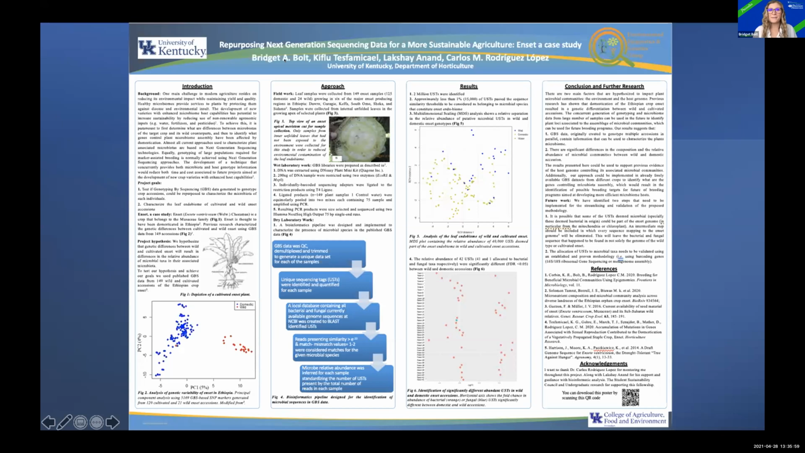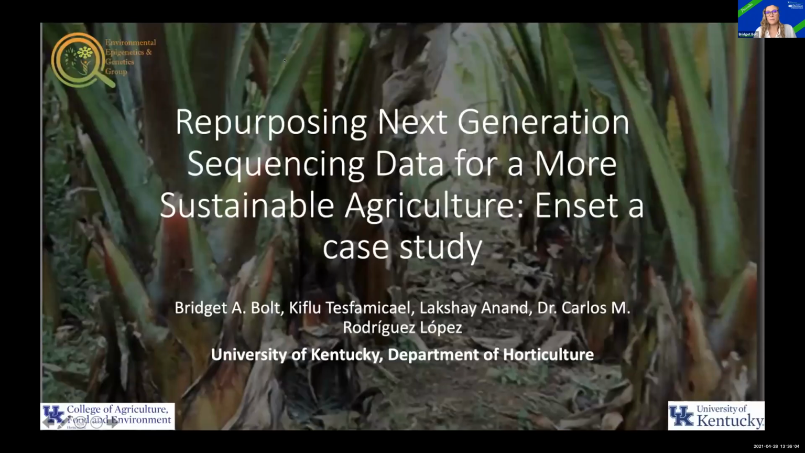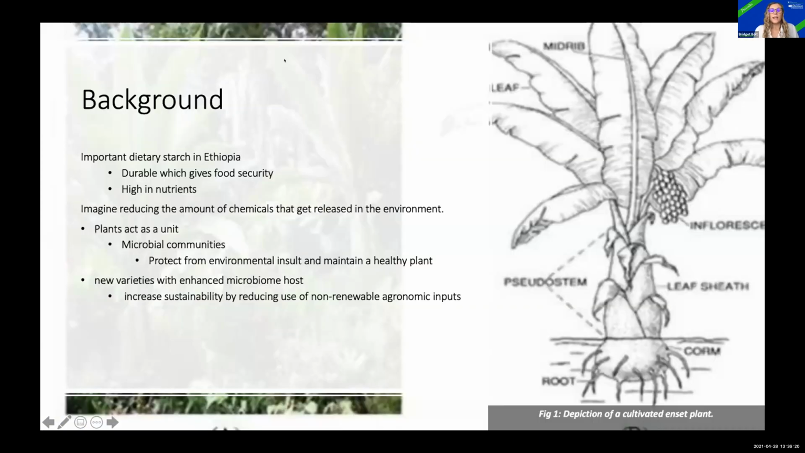Alrighty, good afternoon, everyone. My name's Bridget, and I did my research in Dr. Carlos Rodriguez Lopez's lab. That poster will be able to download at the end of the presentation. So today I'm going to be talking to you about repurposing next generation sequencing data for more sustainable agriculture. And in this case, we are looking at NSET. The reason we're looking at this is because in Ethiopia, NSET is a dietary starch that's high in nutrients and creates food security. So imagine being able to reduce the amount of chemicals that are being released back into the environment.